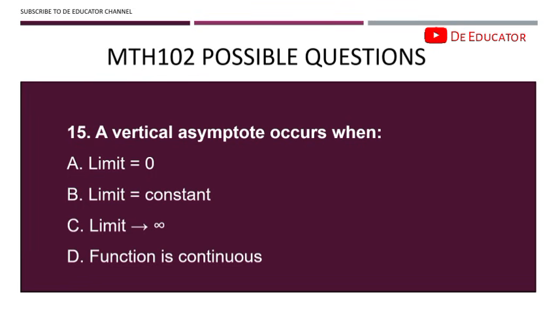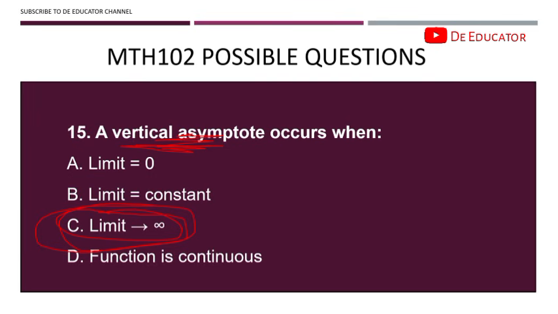Removable discontinuity. Number 15. A vertical asymptote occurs when... we have a vertical asymptote and we also have a horizontal asymptote. As we proceed, there's a question concerning horizontal asymptote also. So a vertical asymptote occurs when the limit is infinite. When the limit is infinite, you have a vertical asymptote.